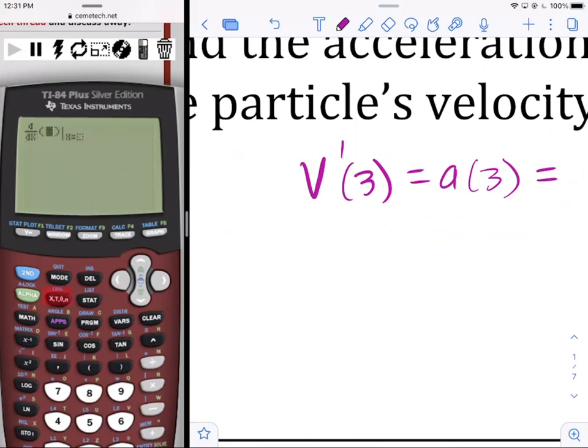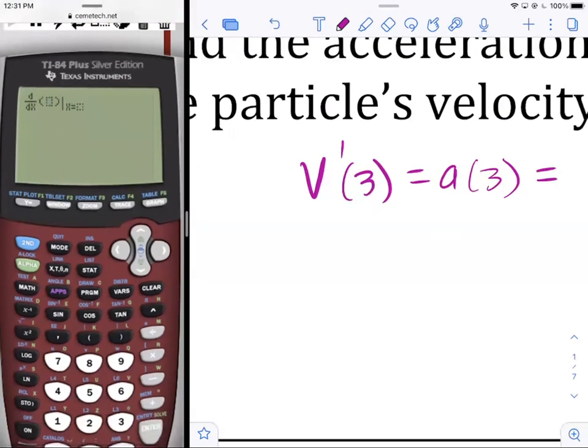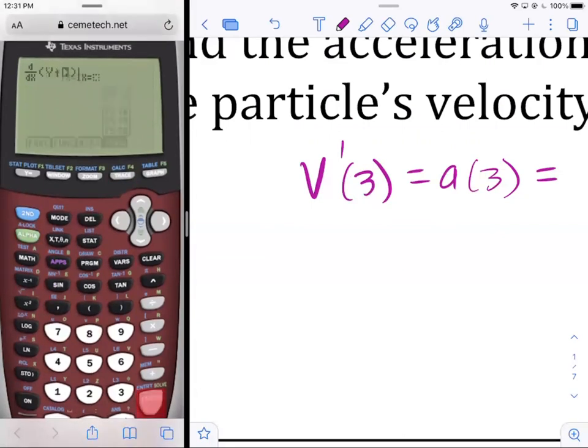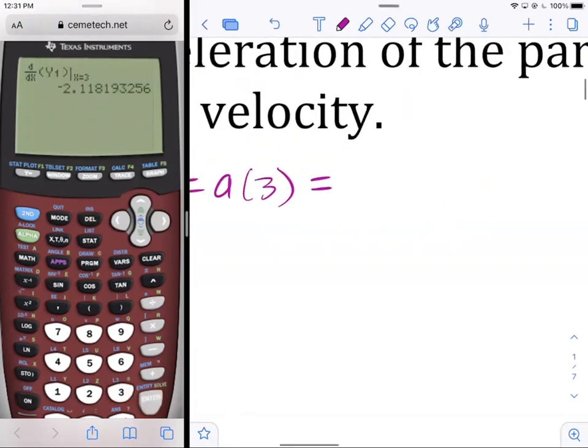So we're taking the derivative with respect to x of our velocity function, right? Which is still in y1. So alpha trace number 1. And then over here, evaluated at x equals 3. That's all you have to do. You hit enter, and then you write it down, negative 2.118. And that would be feet per second squared.